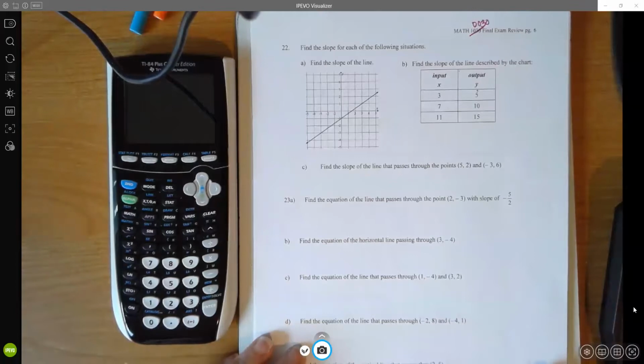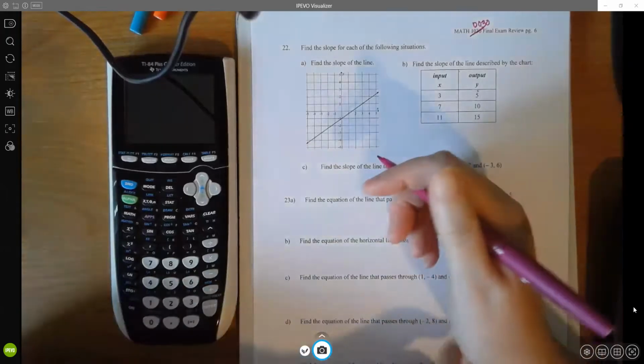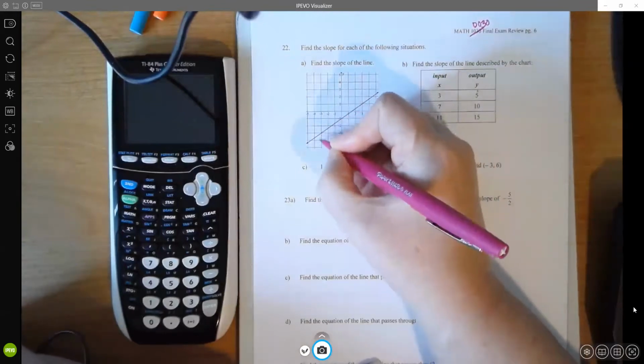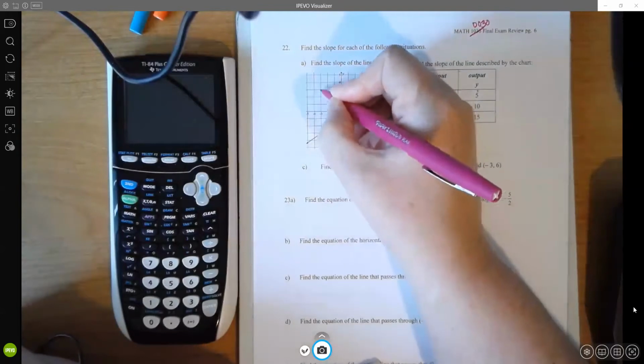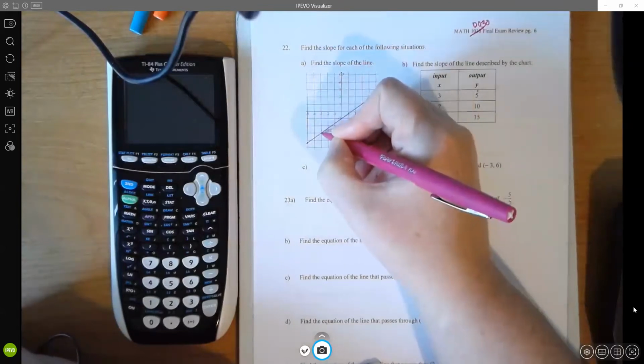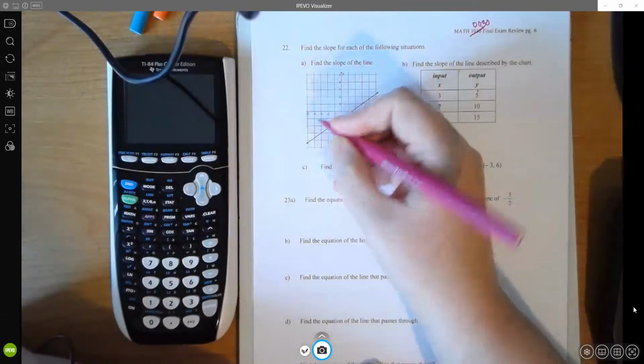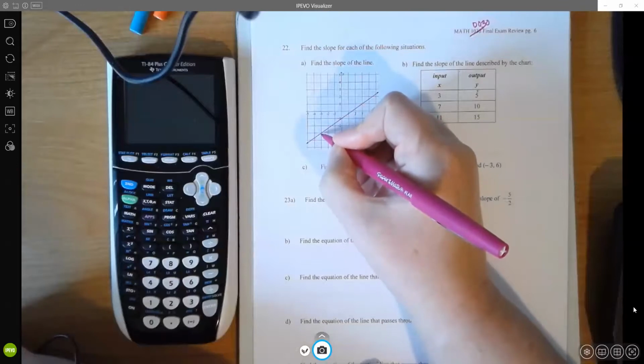Let's jump right in to finding the slope for each of the following situations. If you're asked to find the slope of a line and it gives you a graph, the easiest way to do that is to count. So we want to look across the line and find places where the graph crosses at a whole number point, which is where the grid intersects and the line intersects at a cross point.